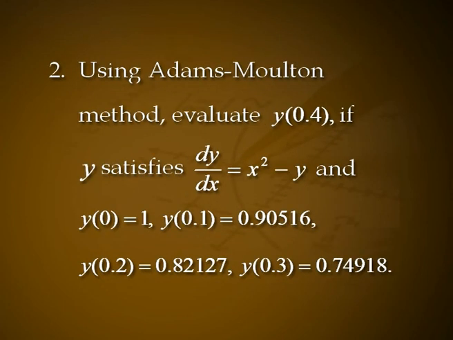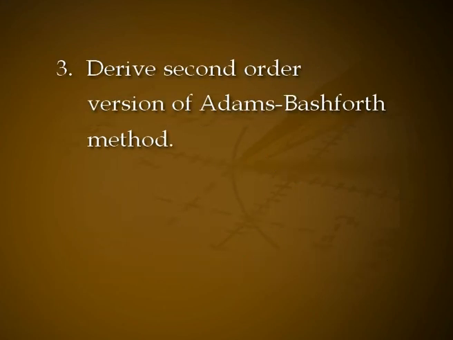Question 2. Using Adams-Moulton's method, evaluate y at 0.4 if y satisfies dy/dx = x² − y, and y(0) = 1, y(0.1) = 0.90516, y(0.2) = 0.822127, y(0.3) = 0.74918.